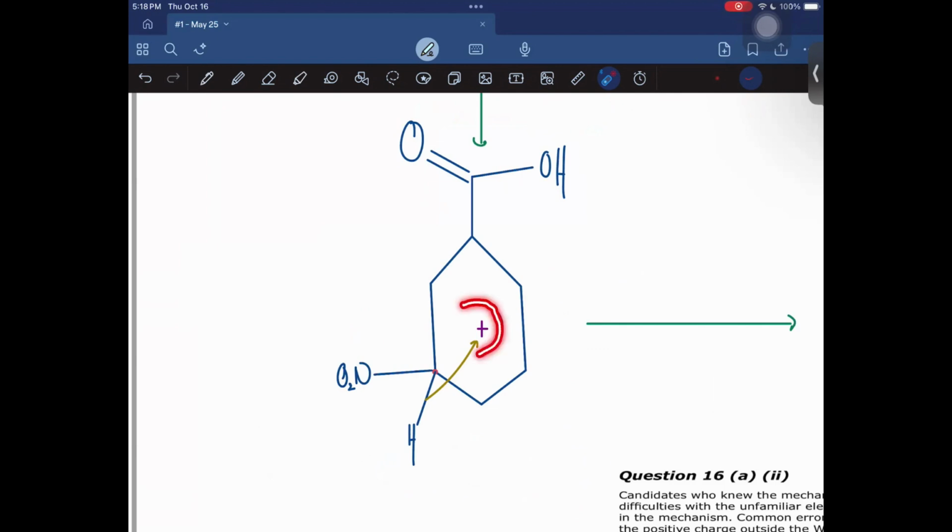So see, 1, 2, 3, 4, 5. I mean, the gap should be at least around 5 carbons. Longer or shorter than this wouldn't really matter, but if I was you, I would stick with their criteria. And the open end should be facing this tetrahedral carbon where the electrophile would be joining.